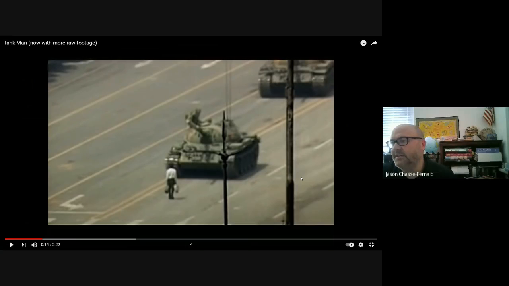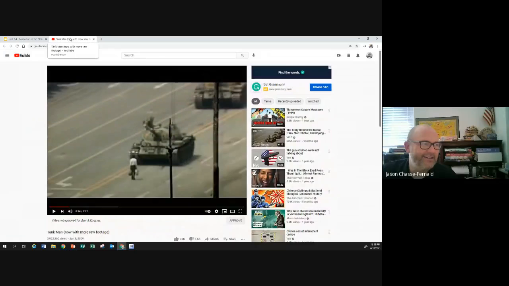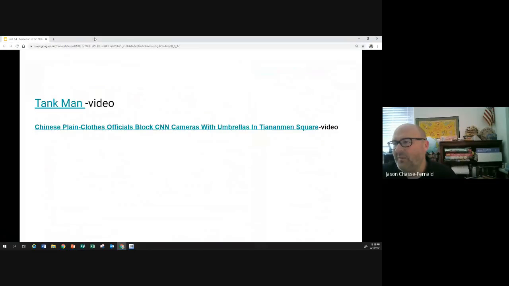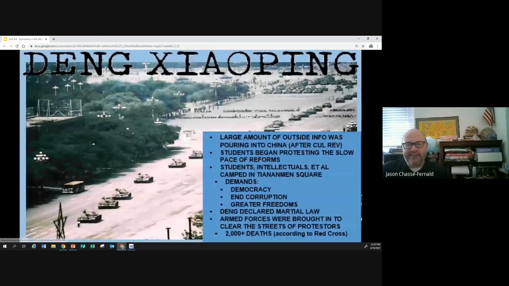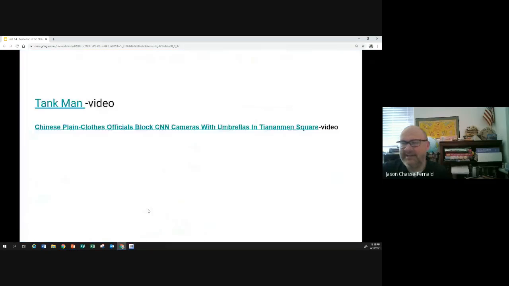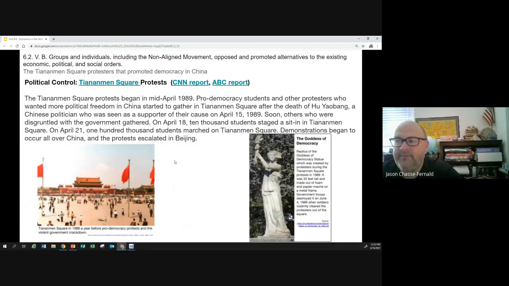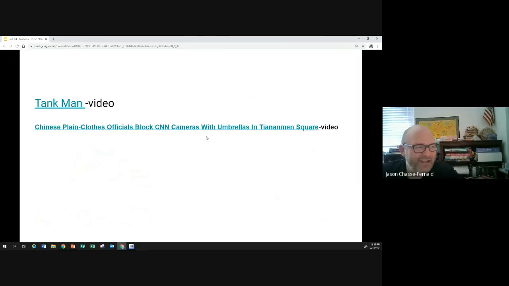All right, so what do you think is going to happen? What is going to happen to this guy? And of course, I always like to point out that the man is standing in front of the tanks, not before Tiananmen Square had been cleaned out. He is standing in front of those tanks the day after the protesters had been cleaned out.